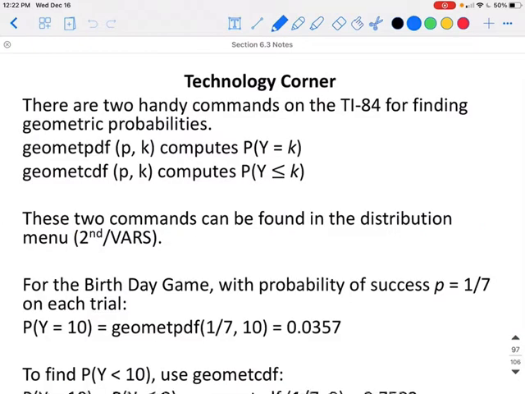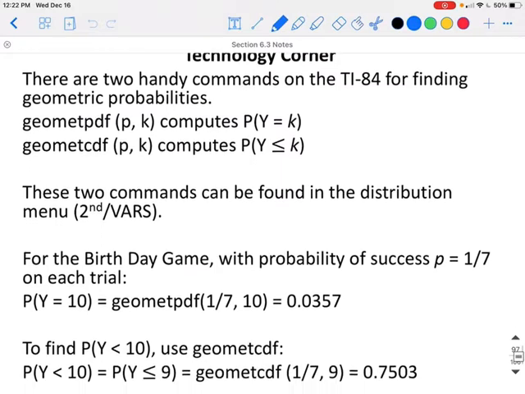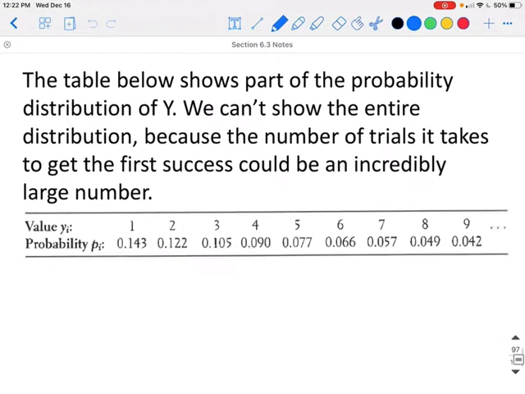Now, it's not always fun to do those by hand, so good news, your calculator can do this for you. To do a geometric probability, if you want to know exactly the value, you're going to do geometPDF to find y equals k, and you'll do geometCDF if you want to find the probability that y is less than or equal to k. To get to those values, you're going to hit 2nd Vars, and then you'll go down until you find either geometPDF or geometCDF.